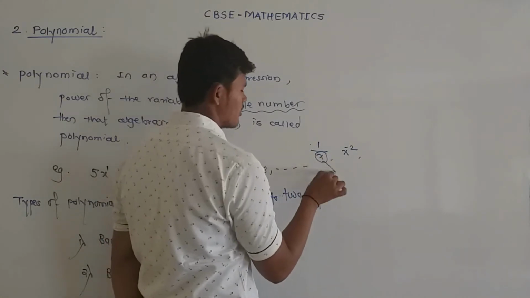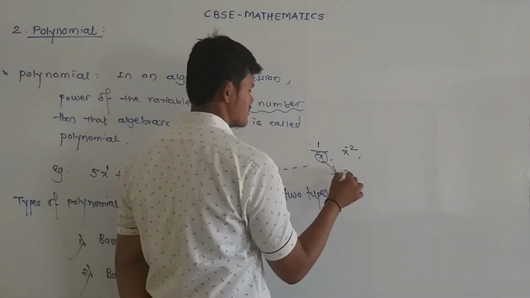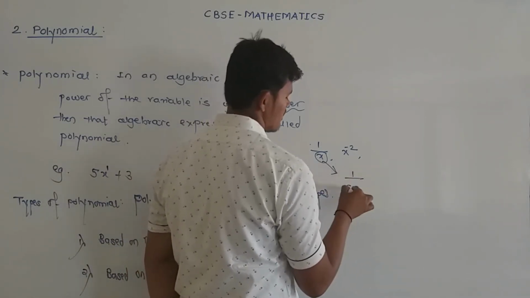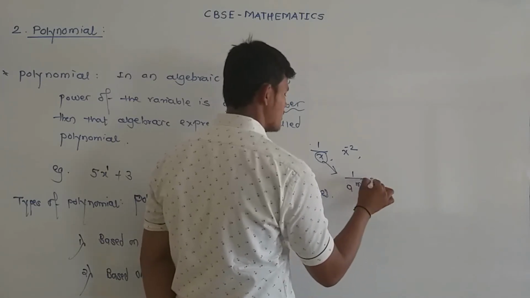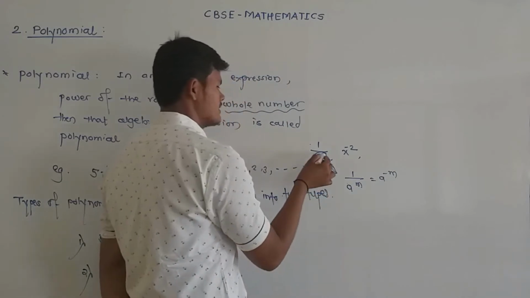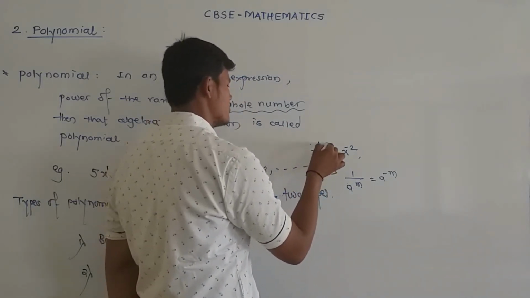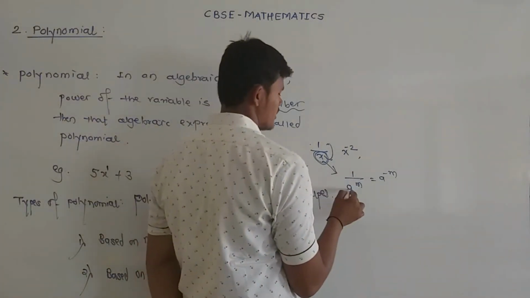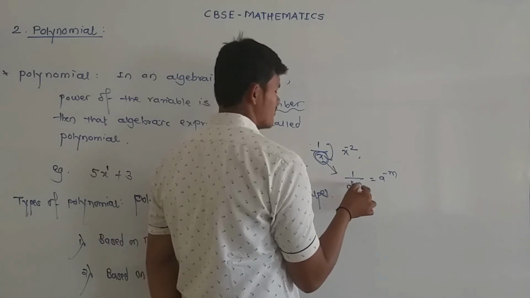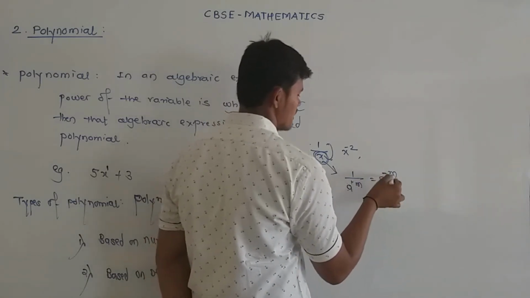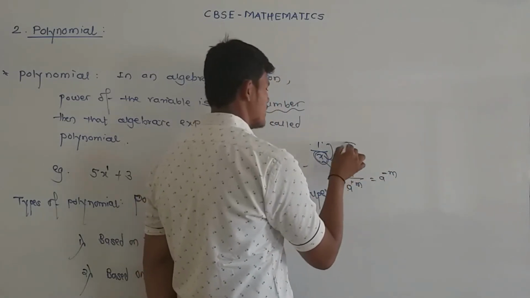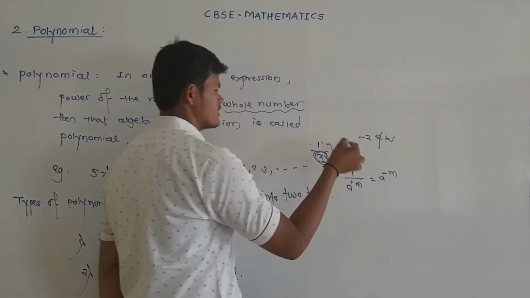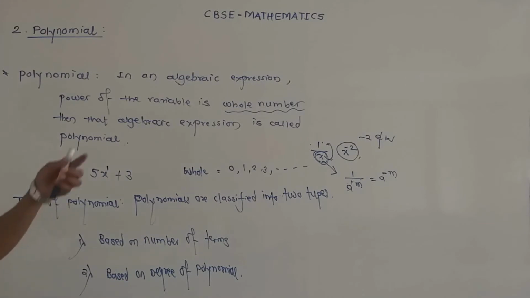and according to the properties of indices, 1 upon a raised to m is nothing but a raised to minus m. That means if the variable term is in the denominator and it goes to the numerator, then its power changes. Here a raised to m, the power m is positive. After it goes to the numerator, its power becomes negative. So here 1 upon x as well as x raised to minus 2, minus 2 does not belong to whole numbers. So 1 upon x and x raised to minus 2 are not examples of polynomials.